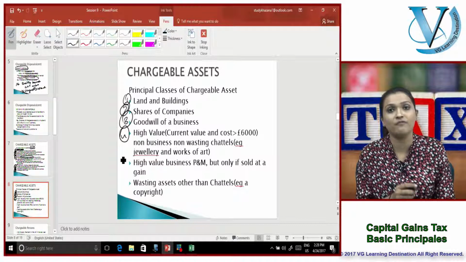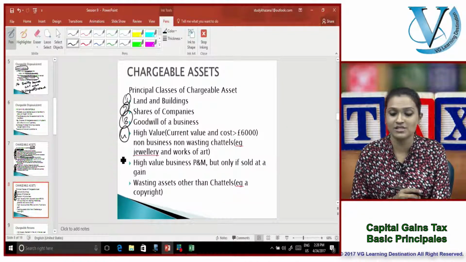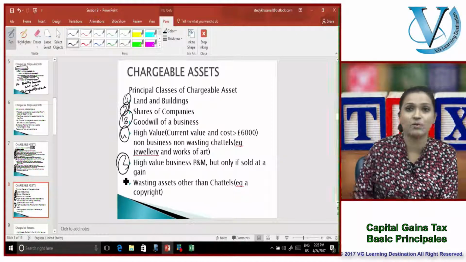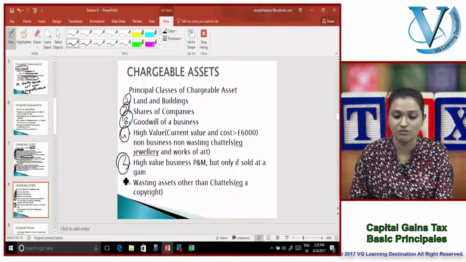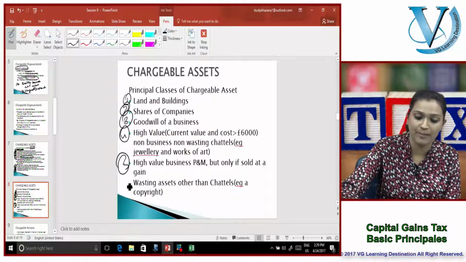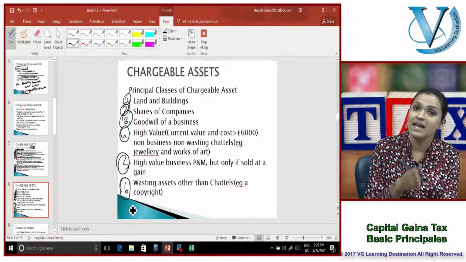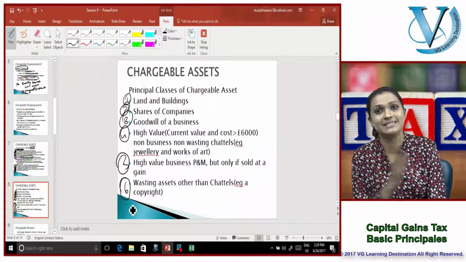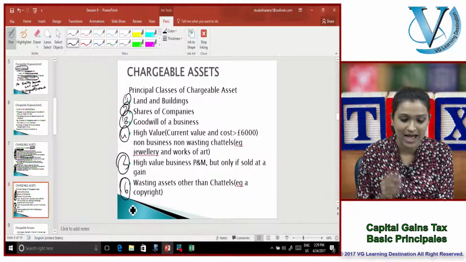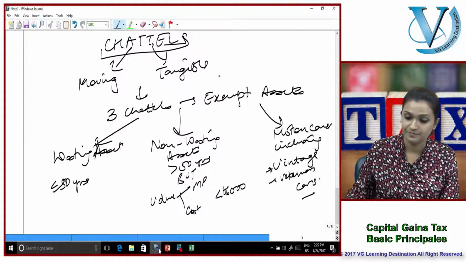When you sell them off, you are subject to pay capital gains tax. High value business plant and machinery, if sold at a gain, because otherwise you can claim a capital allowance on it. Wasting assets other than chattels, like a copyright, all of these are chargeable assets. So all assets, except if they are specifically exempt assets, would be categorized as a chargeable asset. So all of these assets are chargeable assets.